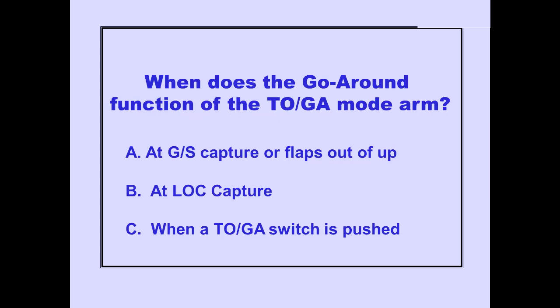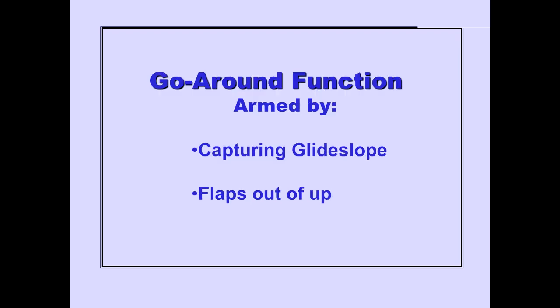Question. Answer A is correct. The go-around function is armed by capturing the glide slope or with the flaps out of up.